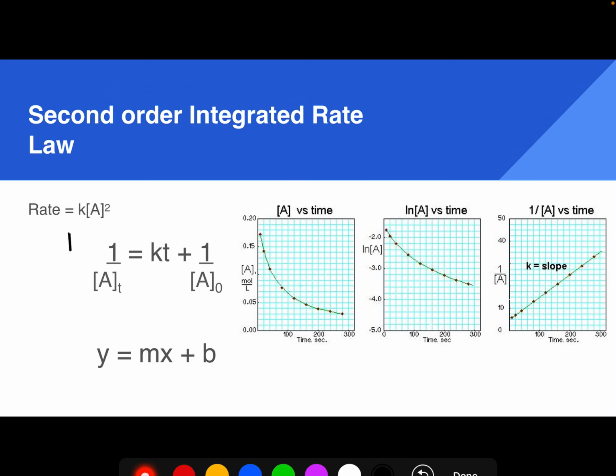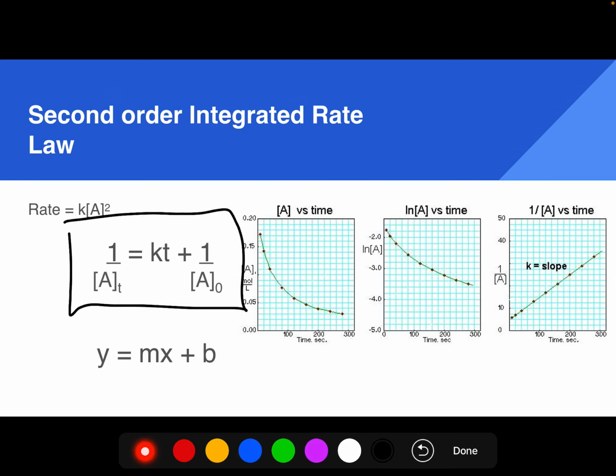The second order integrated rate law is this. So we have the inverse concentration versus time. That would make a straight line like this over here when we graph the inverse concentration. So if you got data that had concentration and time, you would want to make sure you had a new column where you took the inverse of all the concentrations. And like I said earlier, second order is the only one with a positive slope, so it goes up. Whatever the slope is, that is your rate constant.